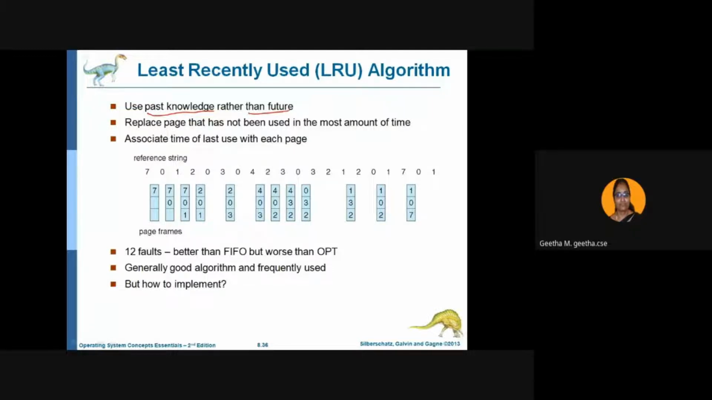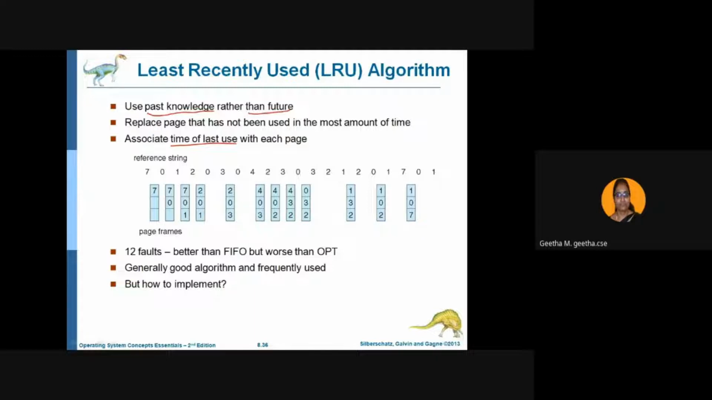So in order to know which page has or has not been referred for a long time in the past, it will be associating a time of last use with every page. So the time of last use is associated with every page, so that it will keep track of the amount of time it has not been used.